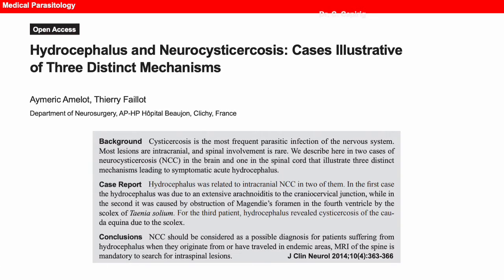Another type of infection that can be exemplified by the space-occupying lesion is neurocysticercosis. As I previously mentioned, neurocysticercosis is caused by Taenia solium. It is the most frequent parasitic infection of the nervous system, specifically the brain. Most lesions of neurocysticercosis are intracranial, meaning they reach the brain.